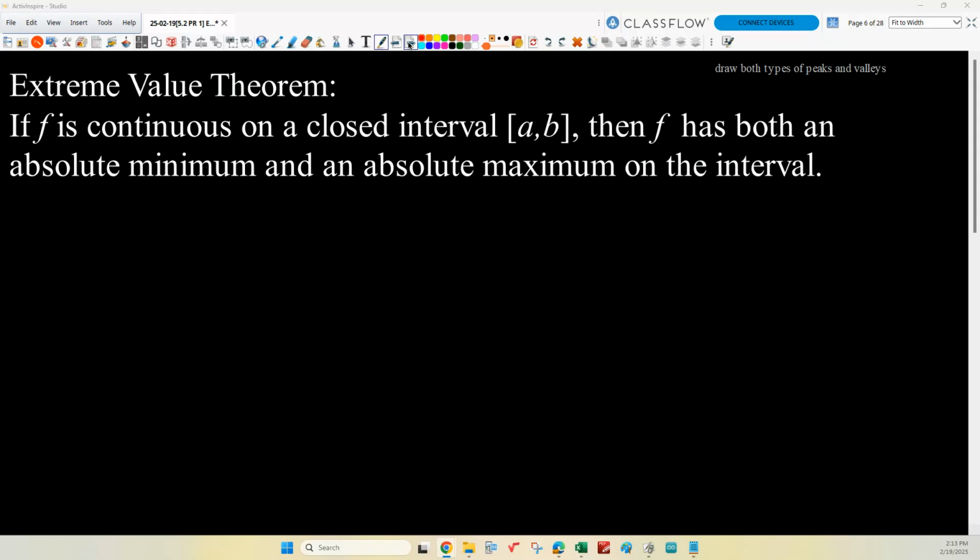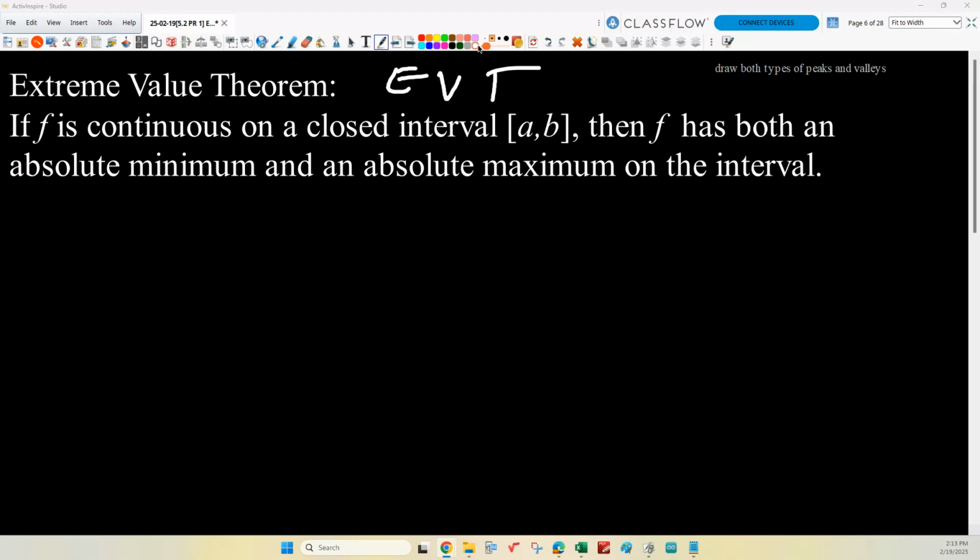Okay, so this brings us to one of the big existence theorems, right? These are really big in calculus, these existence theorems. We've seen one or two of these so far, but these are the ones that say if you meet these criteria, then something exists. A lot of times in calculus, we would just call this EVT, the extreme value theorem. So if f is continuous on a closed interval from a to b, then f has both an absolute minimum and an absolute maximum on that interval. Okay, let's make sense of that.